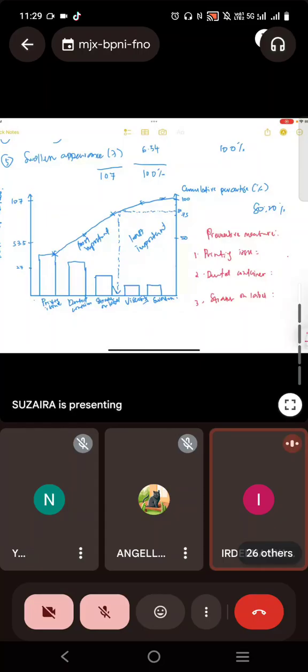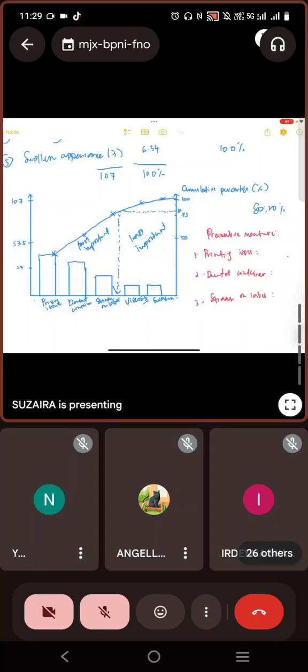Maybe we can check the printer. Check the printer. Okay, more towards the maintenance and calibration. Maintenance and calibration of the printing machine. Okay. All right, what else for the dented container?